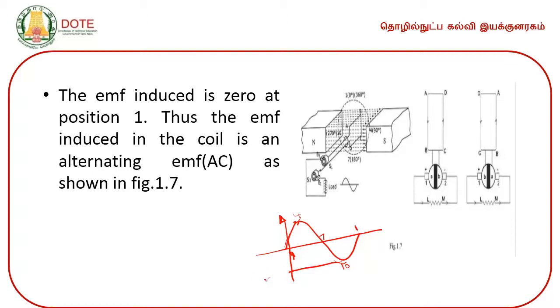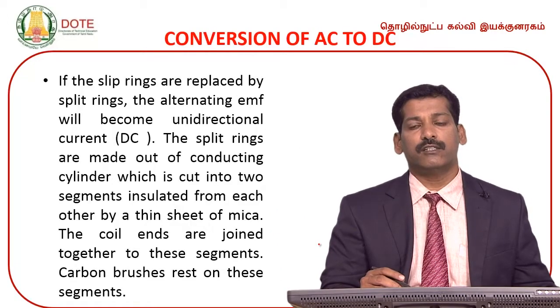So, this is minus V, and this is positive plus V. Again from position 10 to position 1, it becomes 0. So, this is the entire cycle. This is the positive half cycle, this is the negative half cycle. Even if the generator is a DC one, the EMF being induced is an alternating one, and we need to convert that alternating voltage to equivalent DC voltage with the help of split rings and commutator. That is what we are going to see next, conversion of AC to DC.